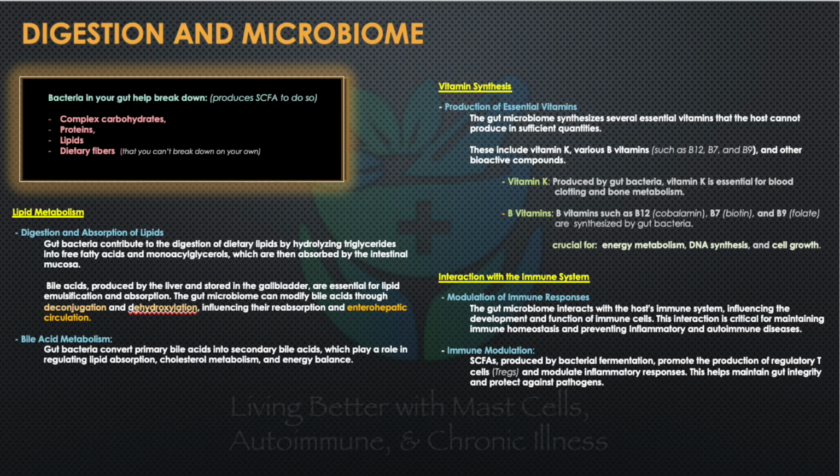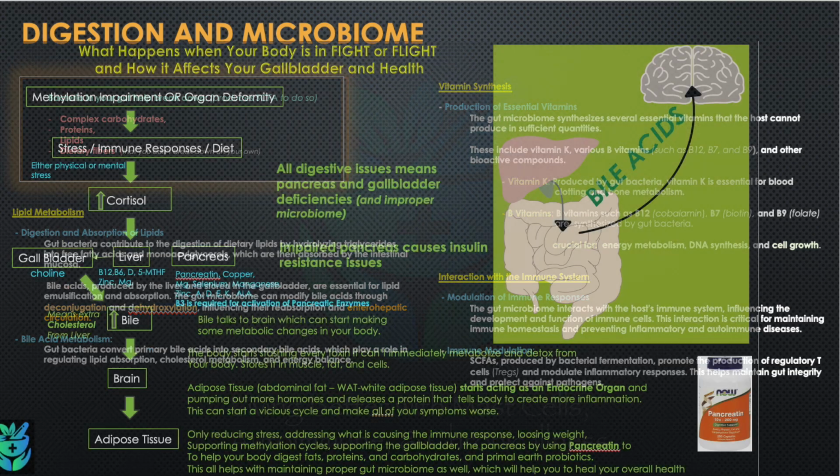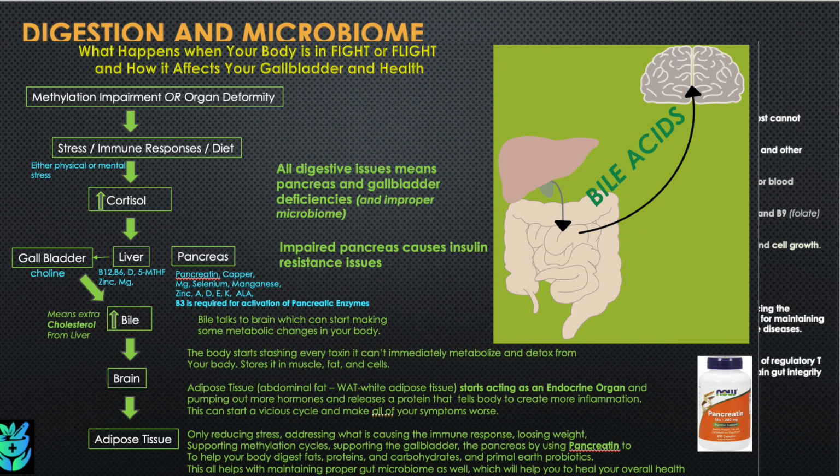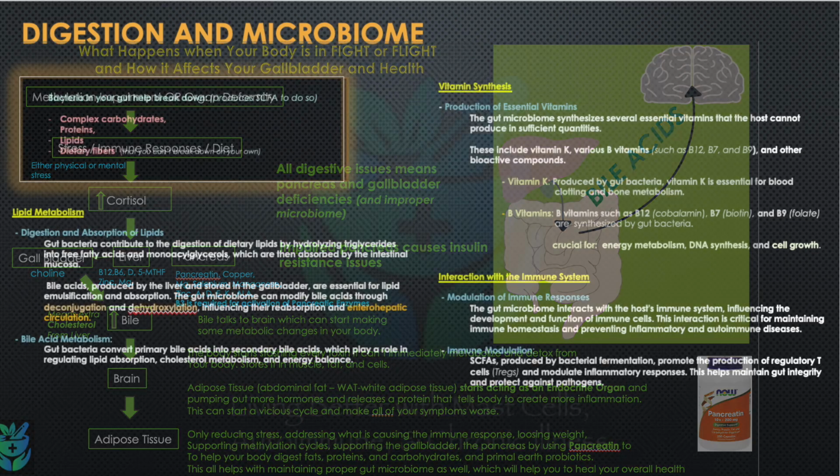The microbiome modifies these bile acids through deconjugation and dehydroxylation, altering their reabsorption and recycling via the enterohepatic circulation. And remember, we talked about this earlier. Your microbiome helps recycle your bile acids so that the next time you eat, you have enough for digestion and to help keep your intestinal tract clean and clear.